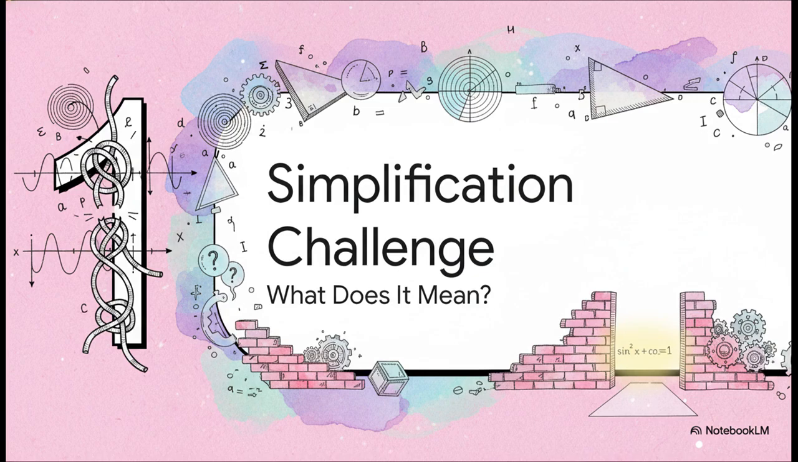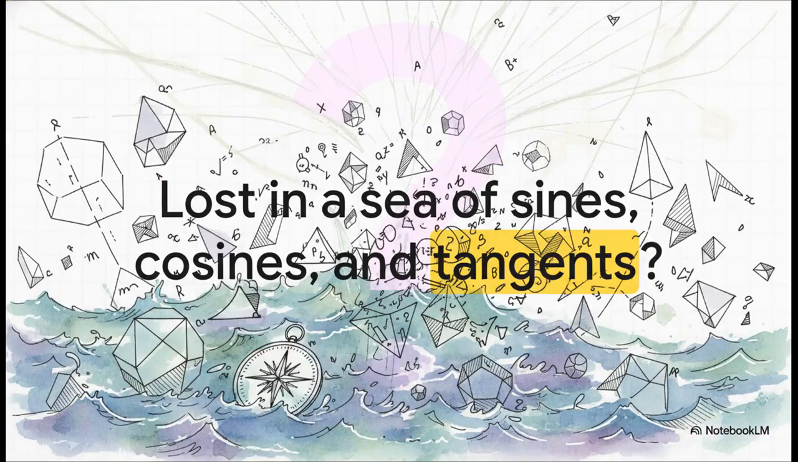The first hurdle is often just the instruction itself. Simplify. What does that even mean? It can feel pretty vague, can't it? I get it. It's so easy to feel lost. You've learned all these different identities, reciprocal, Pythagorean, you name it. And now you're looking at an expression with what feels like a dozen different ways to start. So, which way do you go? Yeah, it can be totally overwhelming.